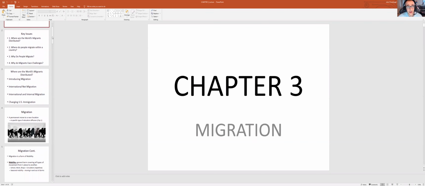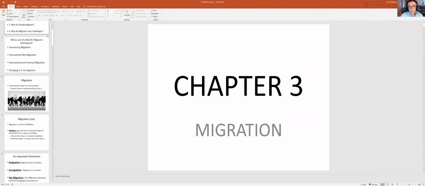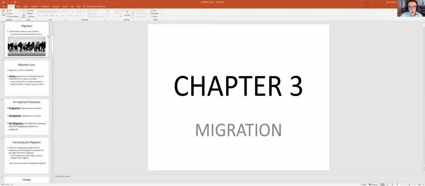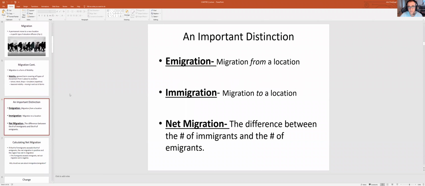So as you should have been reading, chapter 3 deals with migration and introduces some important information in addition to some concepts. While a lot of these are straightforward, I'm not going to spend too much time on chapter 3. I do want to focus on slide number 6, and it's an important distinction we need to make about some key terms.